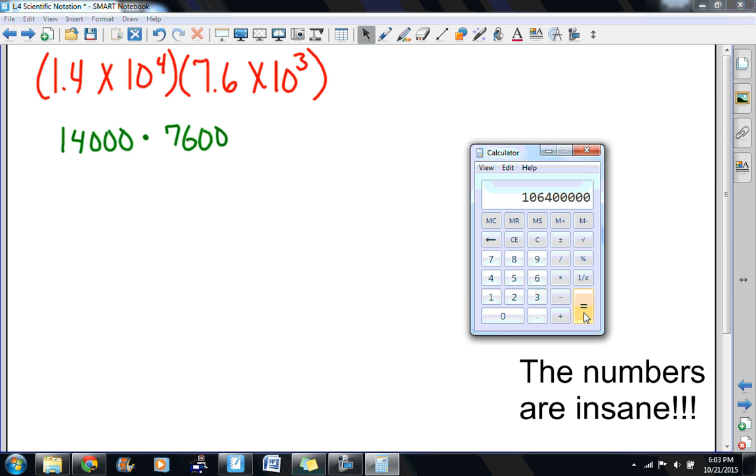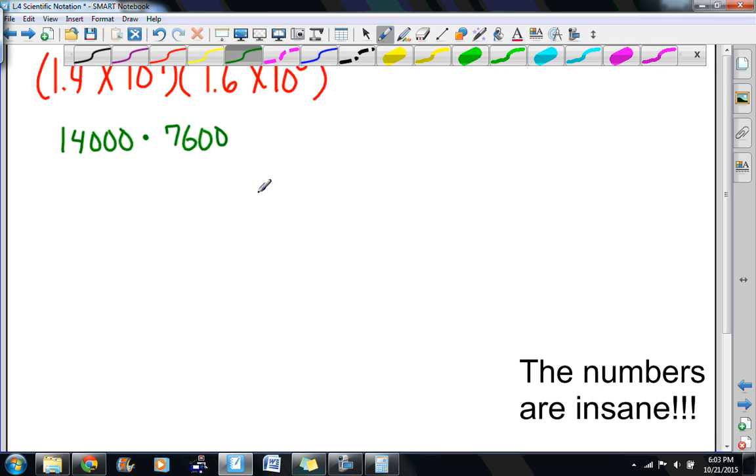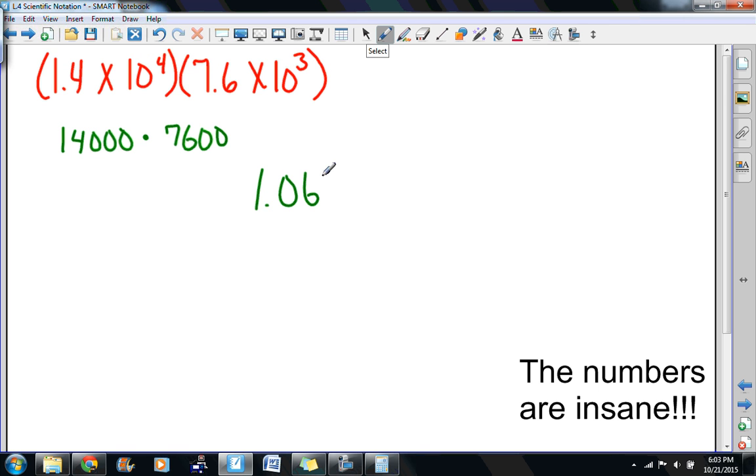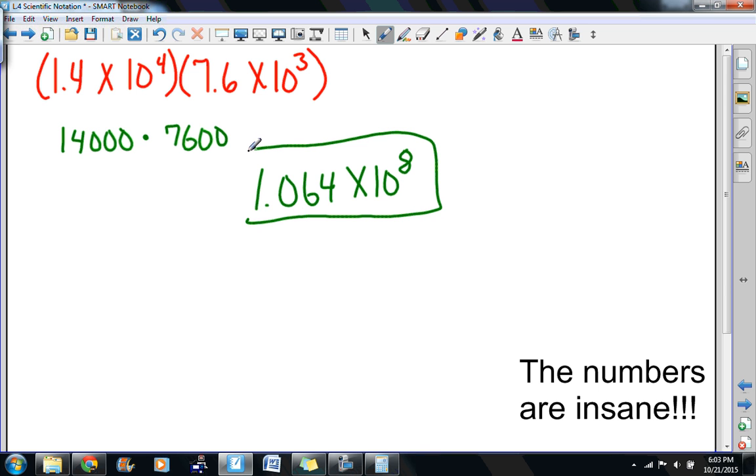So what I'm going to do is put my decimal between the 1 and the 0 right there, and I'm going to count 1, 2, 3, 4, 5, 6, 7, 8. So it's 1.064 times 10 to the positive 8th power. Huge, huge number. Writing out all those zeros would not make sense. So this is going to be a much easier way for a scientist to write that number.